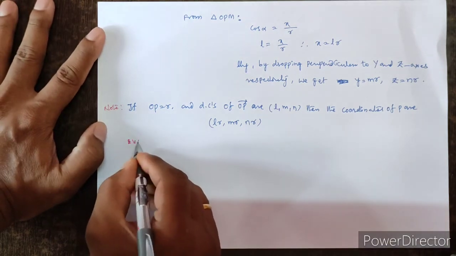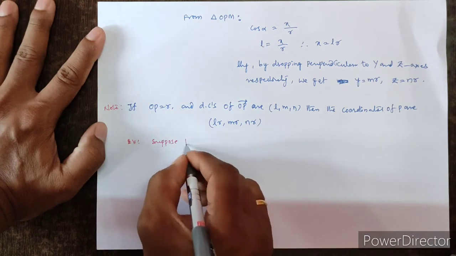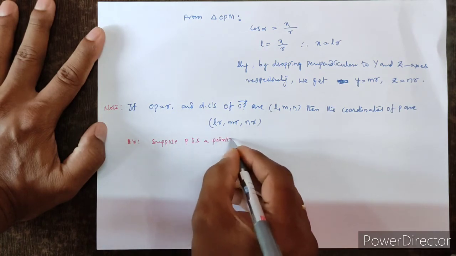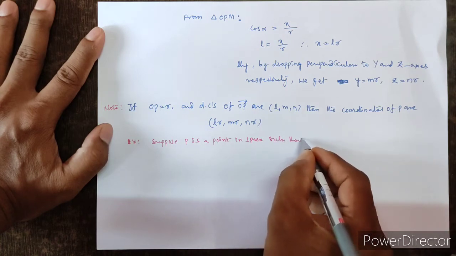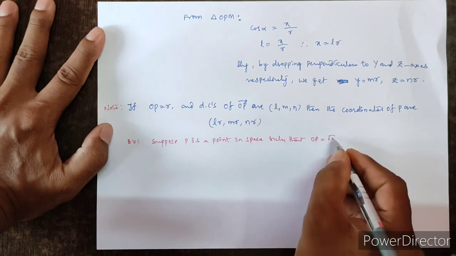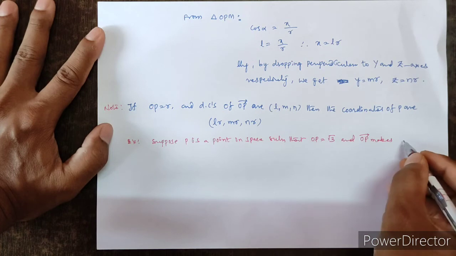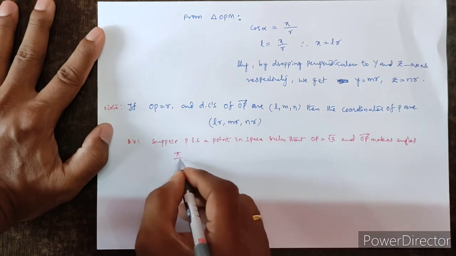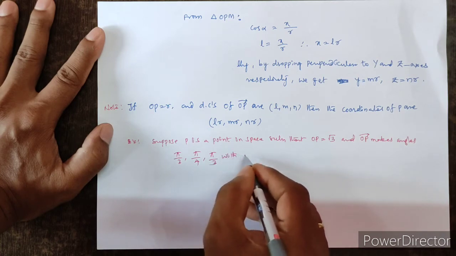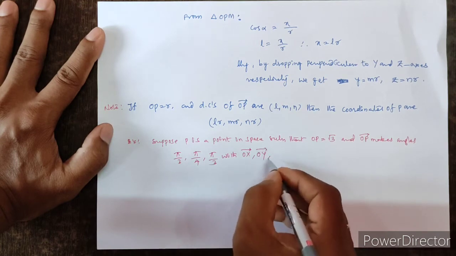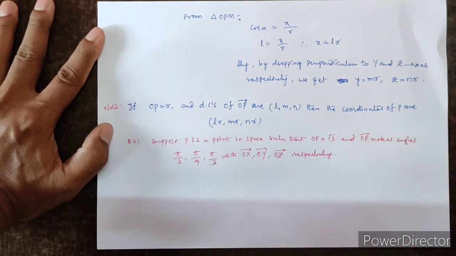For example, suppose P is a point in space such that OP equal to root 3, and the OP ray makes angles π/3, π/4, π/3 with the OX axis, OY axis, OZ axis respectively. Then what are the coordinates of point P?